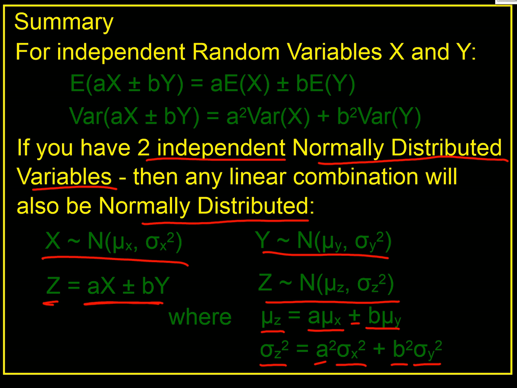And that allows us to combine two normally distributed variables, independent ones, a bit like we did in Poisson in S2, where we looked at before, two Poissons combined create another Poisson. Here, two normals combined create another normal.